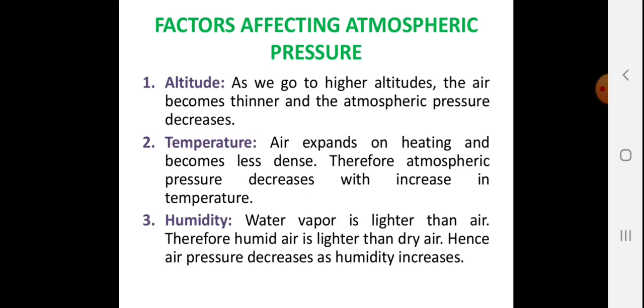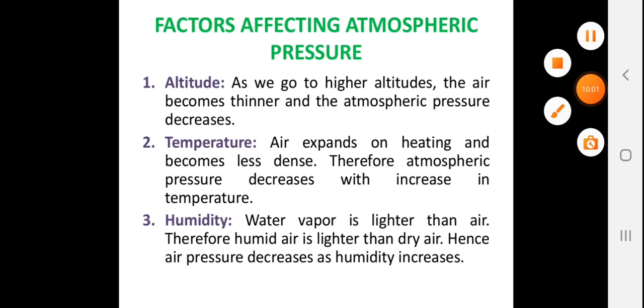Factors affecting the atmospheric pressure: altitude, temperature and humidity. As we go to higher altitudes, the air becomes thinner and the atmospheric pressure decreases. Air expands on heating, becomes less dense, therefore atmospheric pressure decreases with increase in temperature. Humidity: water vapor is lighter than air, so humid air is lighter than dry air, and hence the air pressure decreases as the humidity increases. So these are all the factors affecting the pressure.